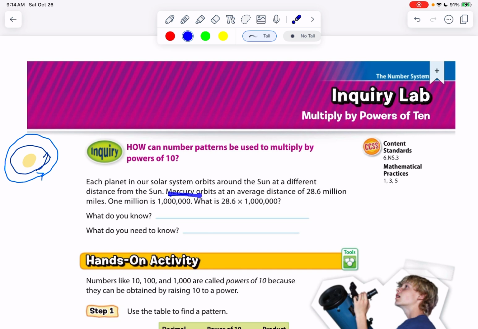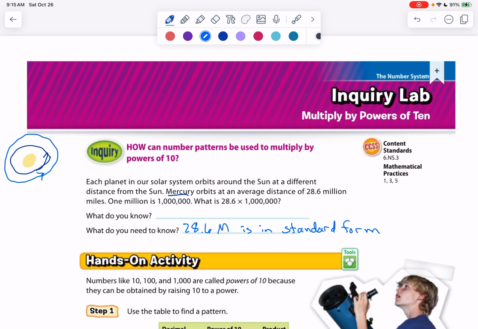So let's finish reading this. It says Mercury orbits at an average distance of 28.6 million miles. 1 million is written like this, 1 with 6 zeros. So what is 28.6 times 1 million? In other words, what do we need to know? We're trying to figure out what 28.6 million is in standard form. What would it look like as a number instead of part number, part words? Okay, that's what we need to know.